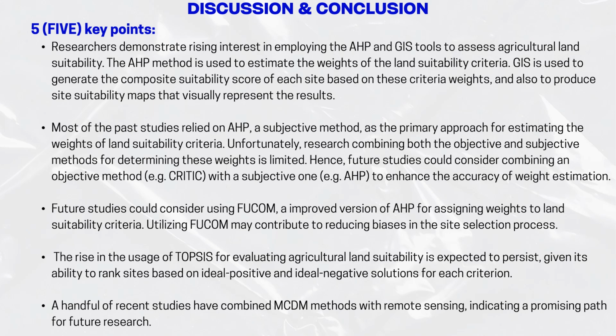Finally, the keyword analysis also indicates that integrating MCDM methods with remote sensing technologies such as satellite imagery and aerial surveys is promising. These technologies deliver precise and comprehensive spatial data on land attributes. When this data is combined with MCDM methods, it can enhance the accuracy and reliability of agricultural land assessment.